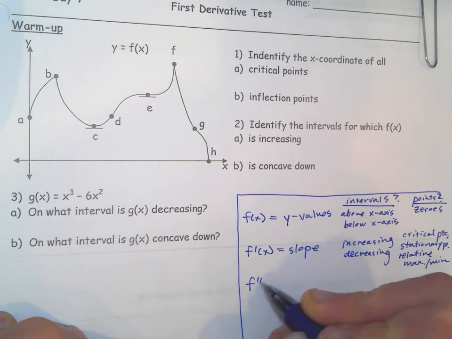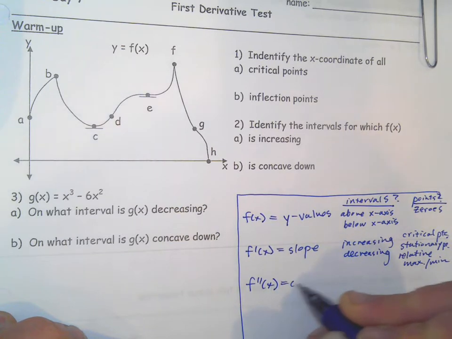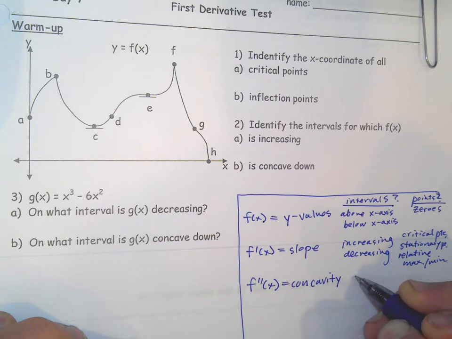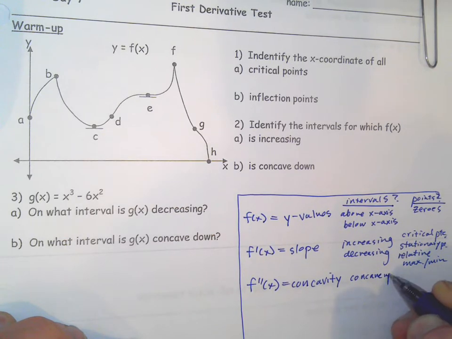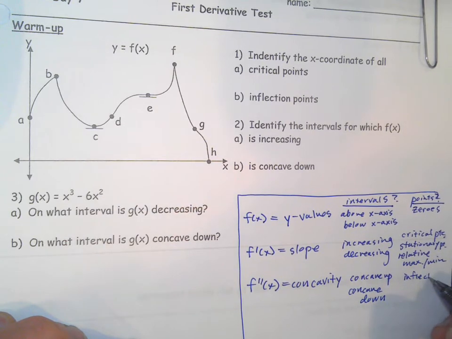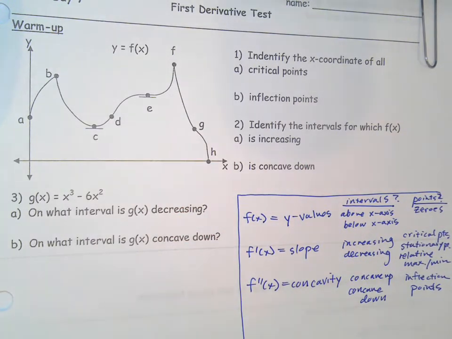Second derivative, f double prime of x, gives you the concavity of the graph. From this, you can find intervals where it is concave up or concave down. Special points would be inflection points. So just a quick little rundown of what we talked about yesterday.